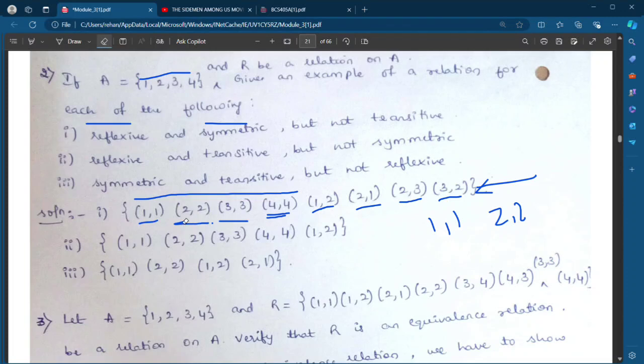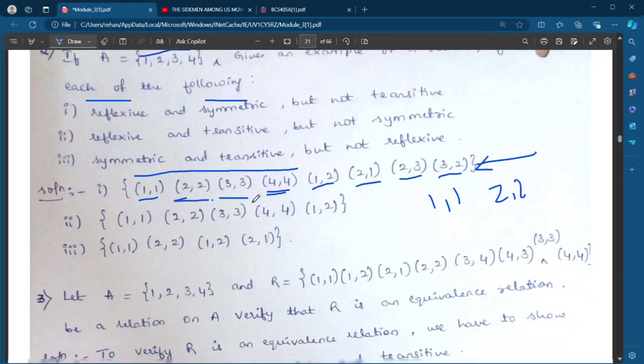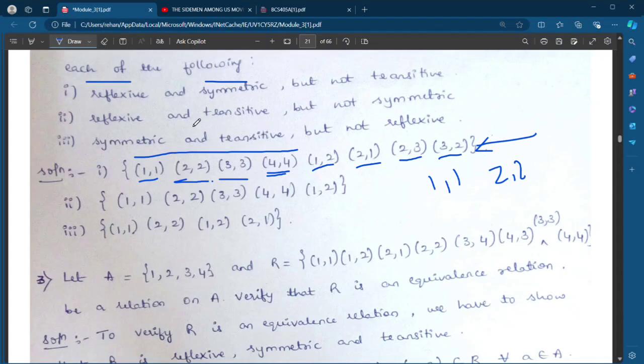Oh yeah, see here, I have 2 comma 2. Then 2 comma 2 and 2 comma 3, then again 2 comma 3, I have 3 comma 3, 3 comma 2, and I have 4 comma 4. I think this whole thing is satisfying, it is also transitive. I have to do one change here. Now it is reflexive and transitive, but not symmetric.